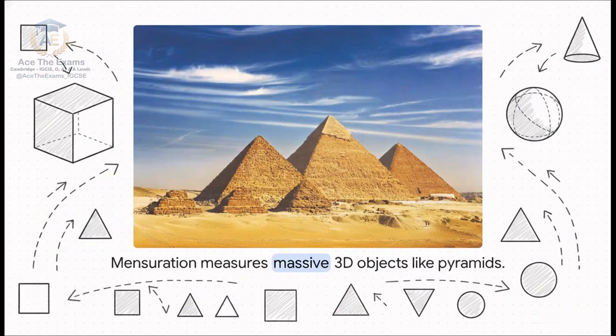So if area scales that much faster than length, just imagine what happens when we add depth to the mix. When we talk about volume, we are talking about massive, real-world physical structures. Just look at the pyramids of Giza. Mensuration is the branch of mathematics that actually allows us to measure monolithic 3D objects exactly like these. And to do that accurately, we really have to understand how dramatically volume multipliers scale.